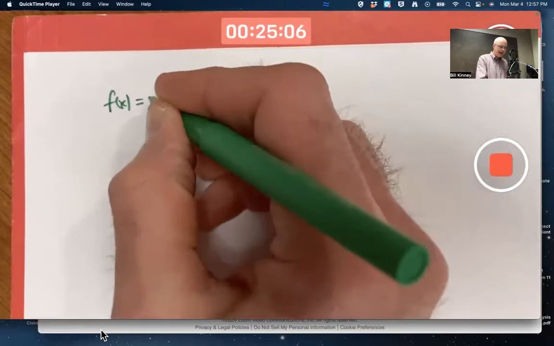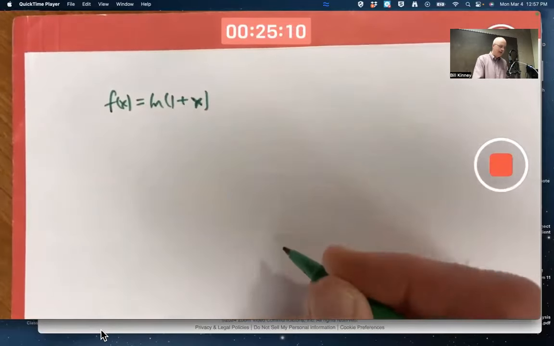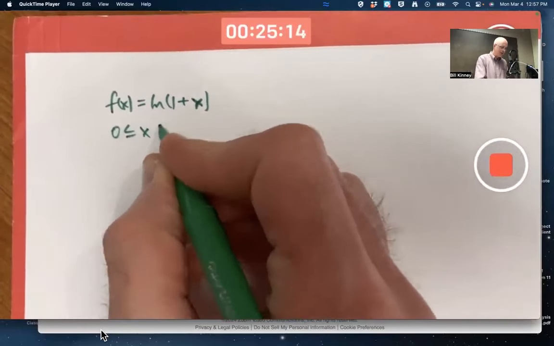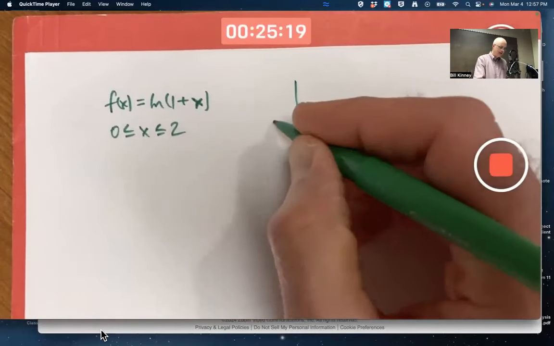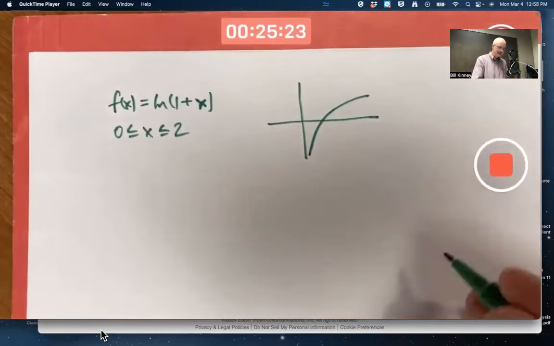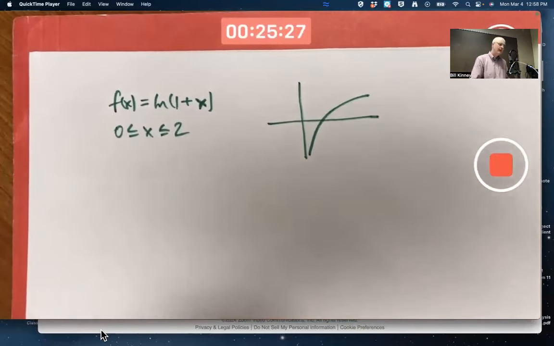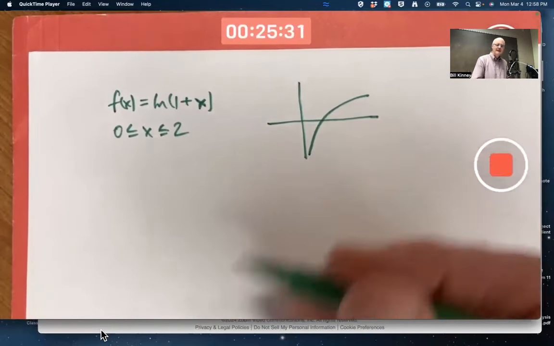f of x is going to be the natural log of 1 plus x. And we're going to try to find the arc length of this function's graph from 0 to 2. The graph of ln of x looks like this. It doesn't even exist at x equals 0, and in fact has a vertical asymptote there as x goes to 0 from the right.